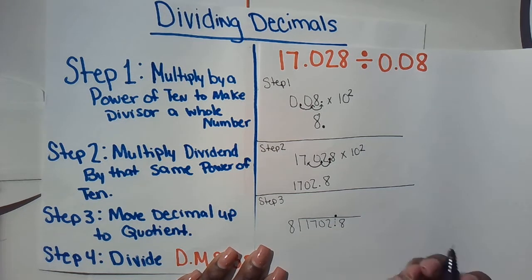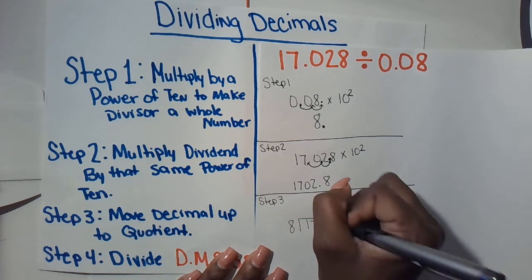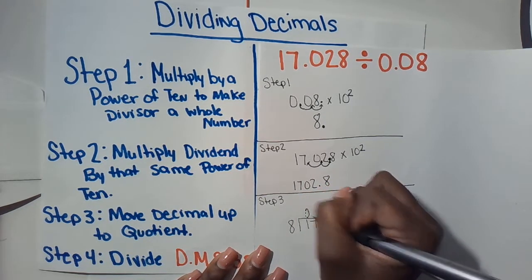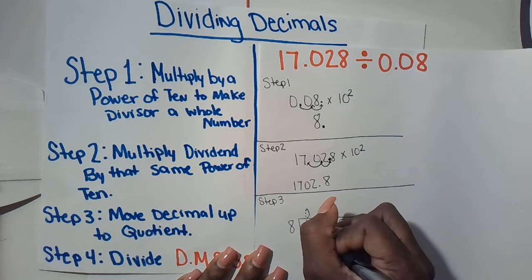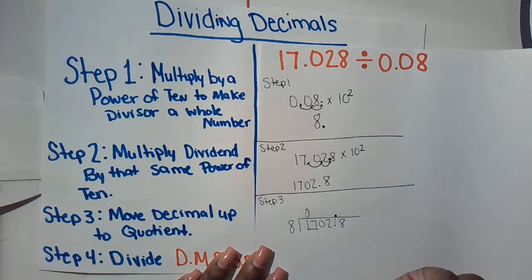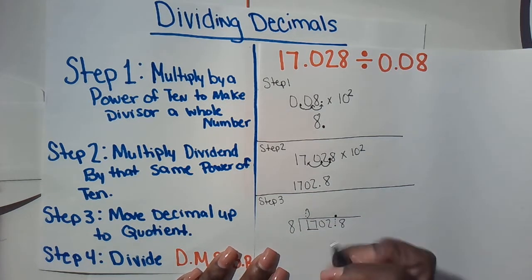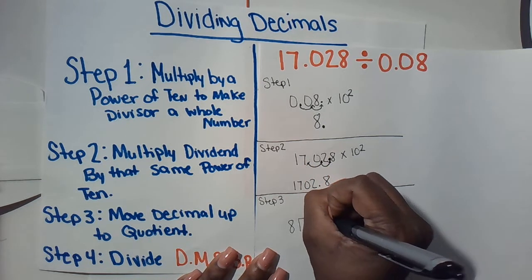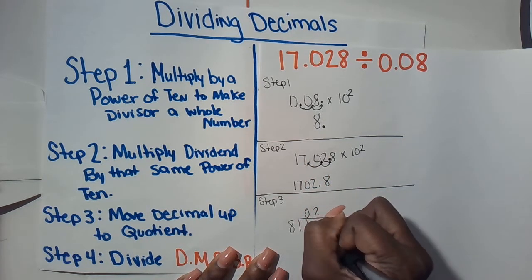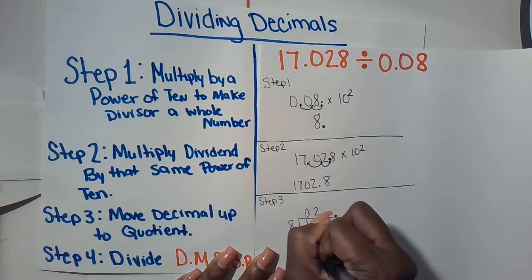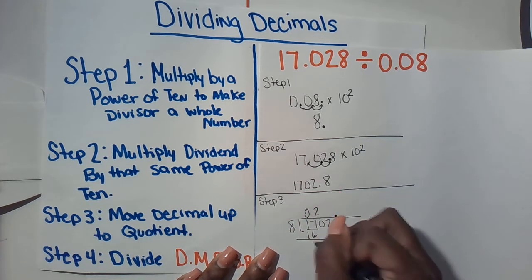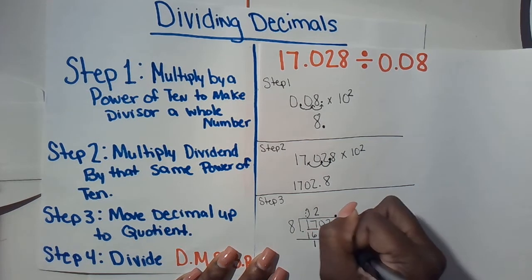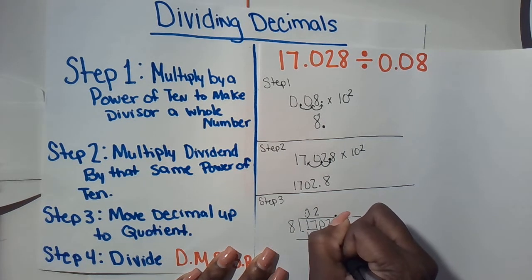So if we take this 8, can 8 go into 1? Absolutely not. If I have one thing, I cannot get a group of 8 out of it. But 8 can go into 17. So that's what I'm going to do. 17 divided by 8 gives me 2. And 2 times 8 is 16. 17 minus 16 is 1. And then I'm going to bring down my 0.